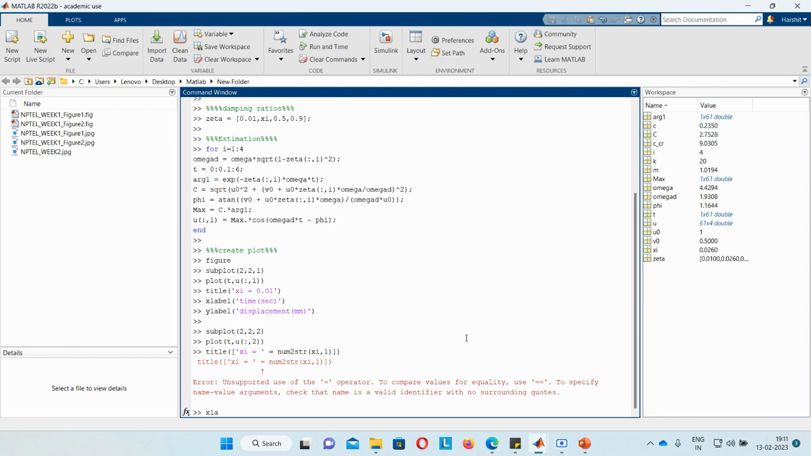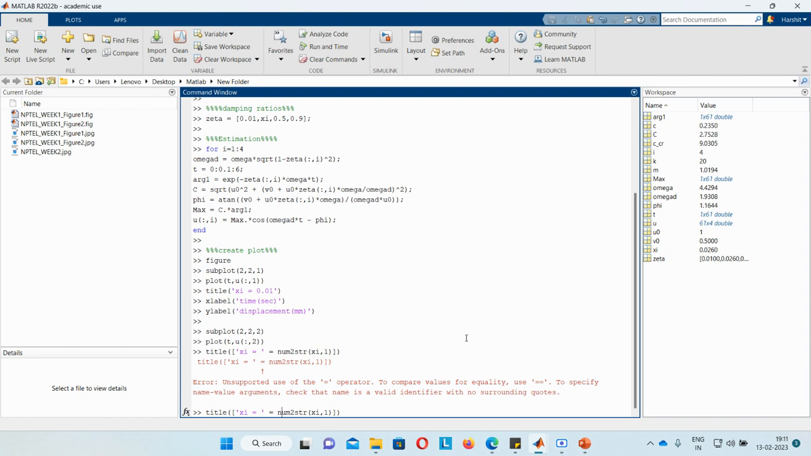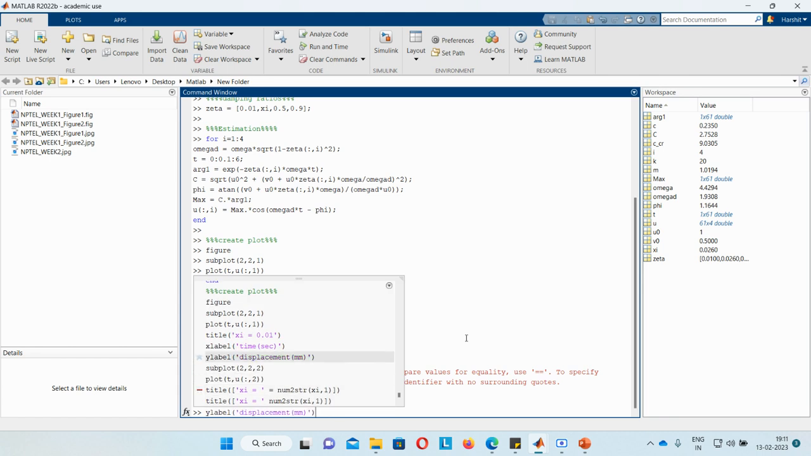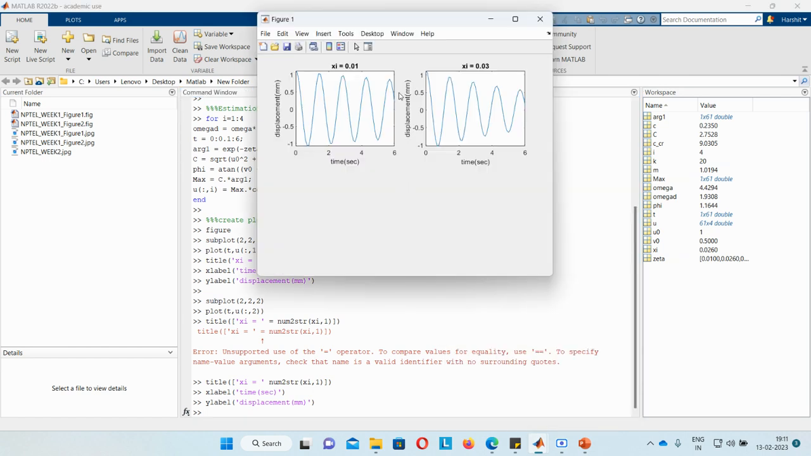Okay, I made some mistake. Yeah, I will write that again. I used 2 equal to, that was incorrect. So title, yeah, now it is correct. X label will be time, Y label will be displacement. Now you see the figure. You can see for xi is equal to 0.03 how the curve is shaping. So you can see the displacement profile is decreasing at a much larger rate when the damping ratio is increasing.